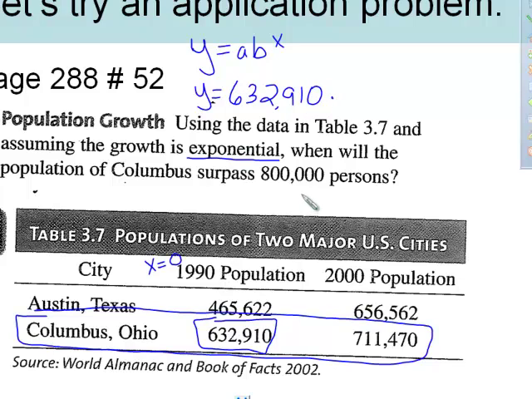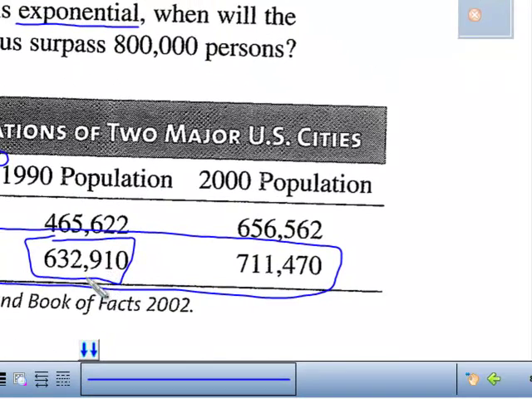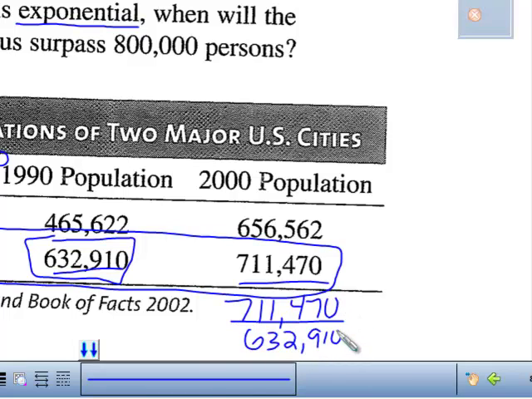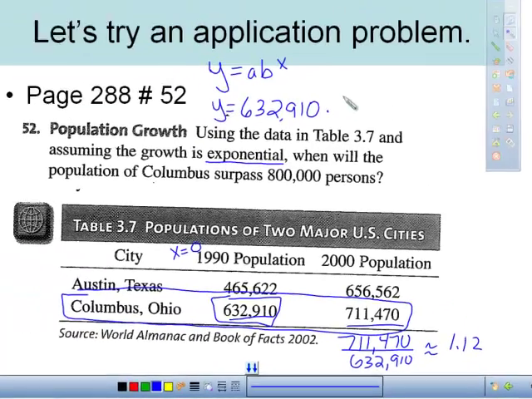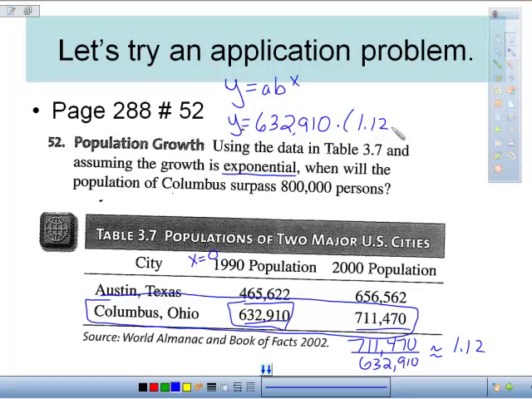What's our multiplier? Well, all I need to do is determine what I multiplied this value by to get this value in 2000. I could find an approximate decimal value, but really it's just a fraction of 711,470 divided by 632,910, which if you do on your calculator is approximately 1.12. It's perfectly fine to leave it as a fraction. Since it's an application and we're not worried about it being too perfect, we can go ahead and use an approximation for the decimal. So I'm going to say it's approximately 1.12, but keep in mind it's not going to be exact.